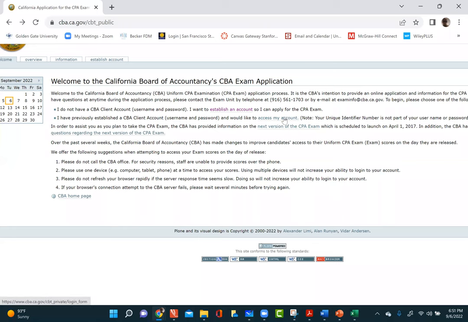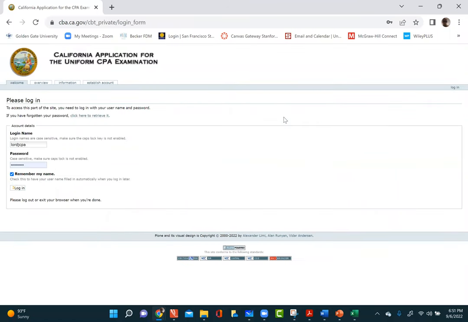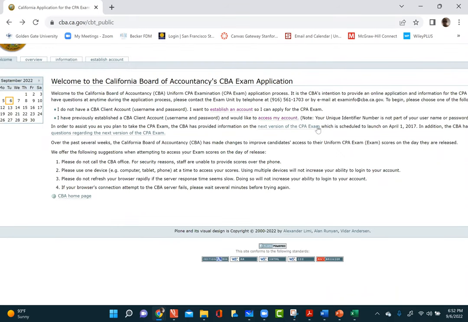Then you're going to go to access my account. You'll put in the login and your temporary password, and it'll prompt you to change it to a real password. Then you follow the prompts to fill out the application. If you have already met the requirements of 24 semester units of accounting and you have your bachelor's, then you're going to go under option A. If you plan to follow option C, then you'll follow the requirements under option C.